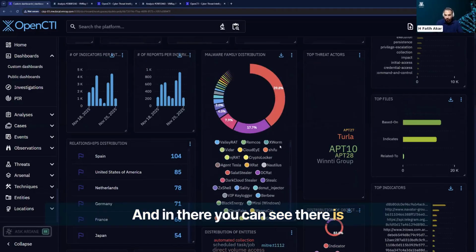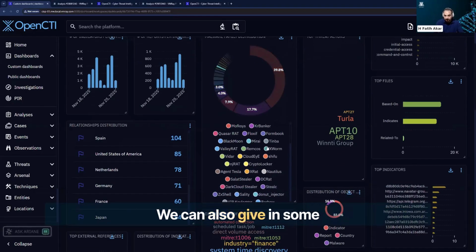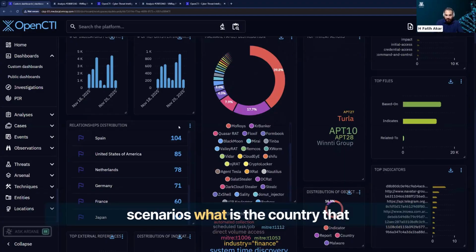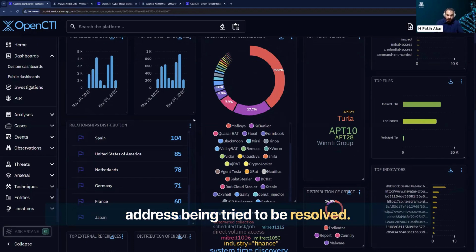In there, you can see that some of them have a higher percentage of the entire share, but you will be able to see the different occurrences of different malware families being actively involved in active campaigns that are running in the threat landscape in the wild. We can also give some scenarios of which country a particular indicator is targeting. We do this via passive DNS enrichments, and in there we can understand how many times a certain domain address has been tried to be resolved.